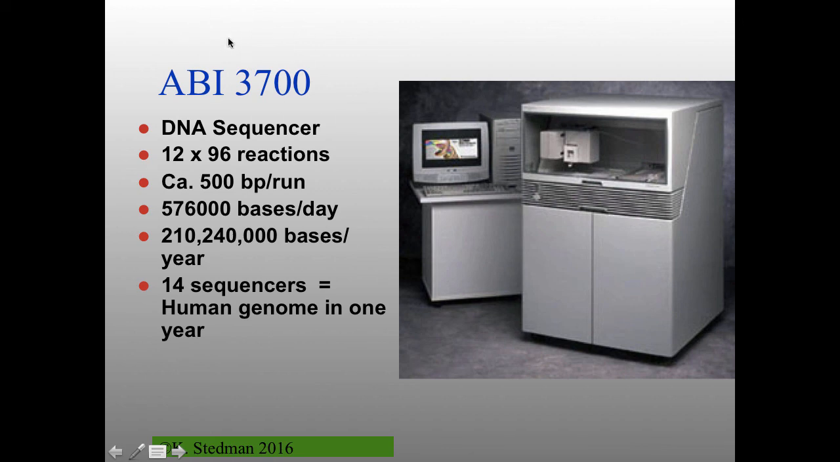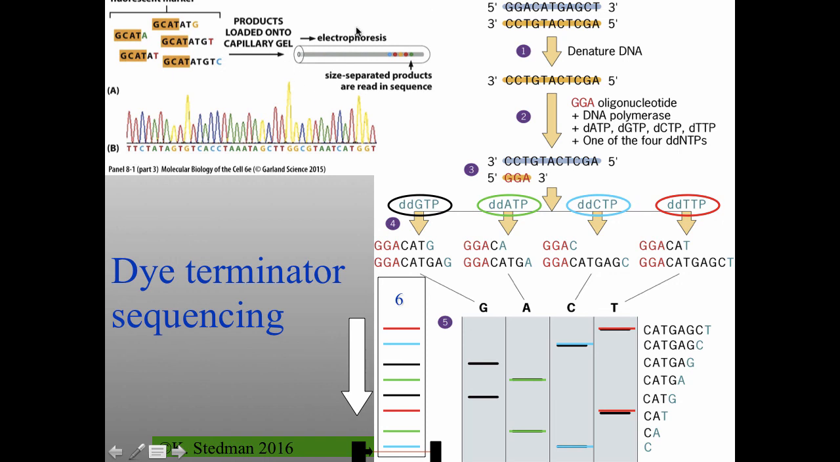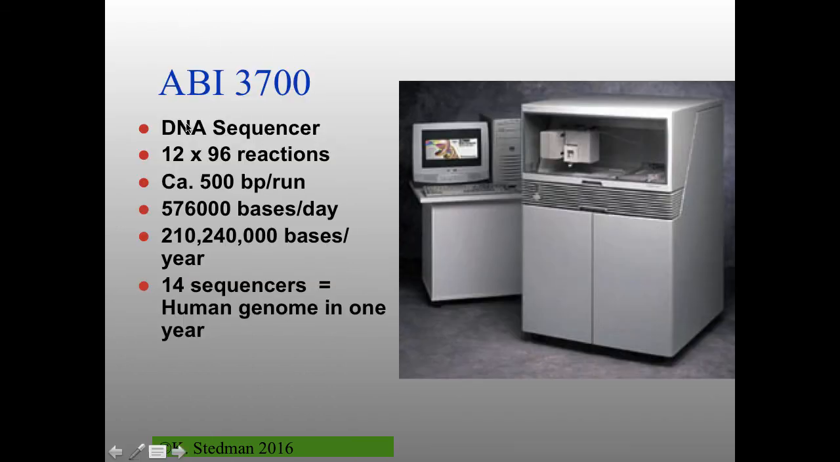sequencer. But this was basically the machine that made the human genome sequence possible, by taking not just one of these small gels, and one of the really nice things about these is they're in capillaries, so they're really small glass tubes, doing 96 of them at the same time. So you can do 96 of these sequencing reactions at exactly the same time. Now we're actually up to about 1,000 base pairs per run. This particular machine could do 500,000 base pairs a day.